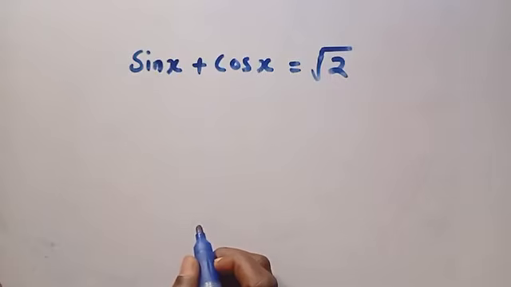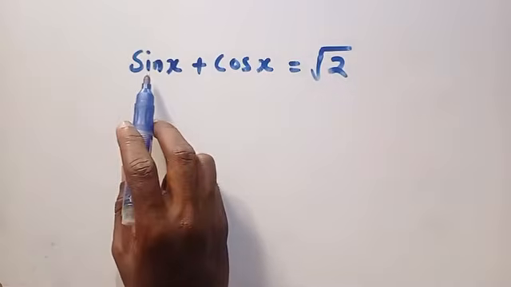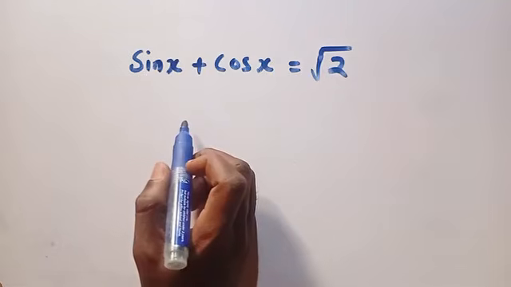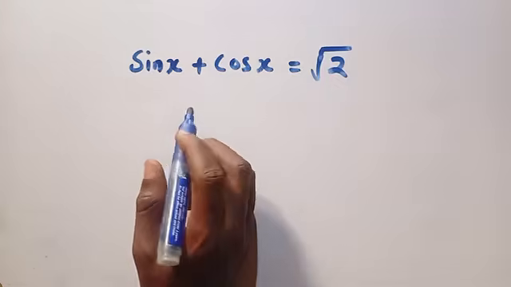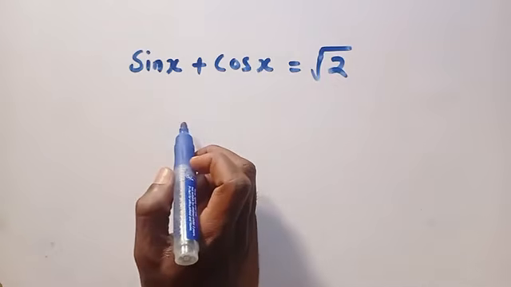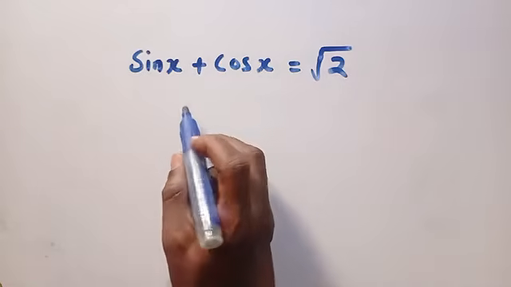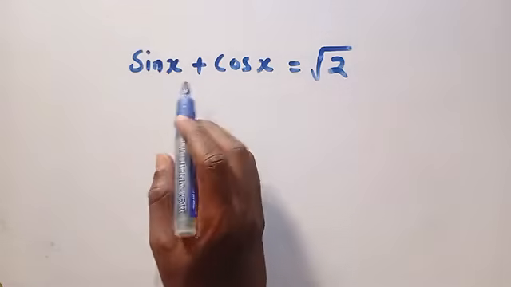We all know that graphically, the domain of sine x and cos x must not exceed 1. That is, we can only have the lower bound and the upper bound to be -1 and 1. So you're welcome. Let's solve this problem.